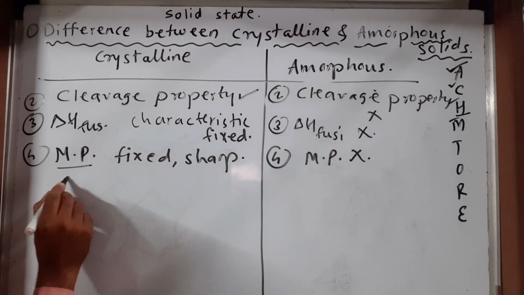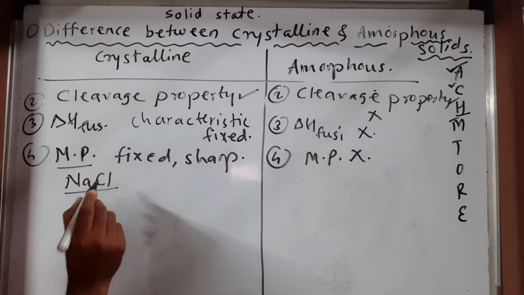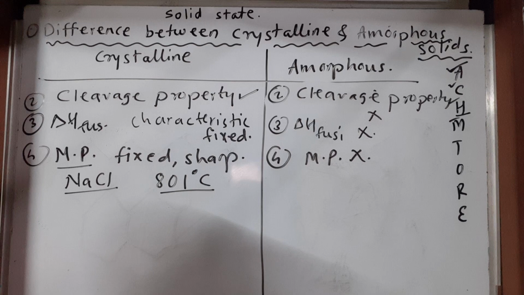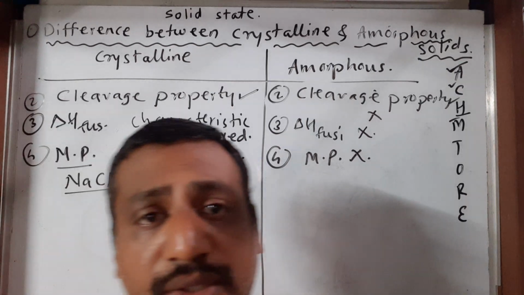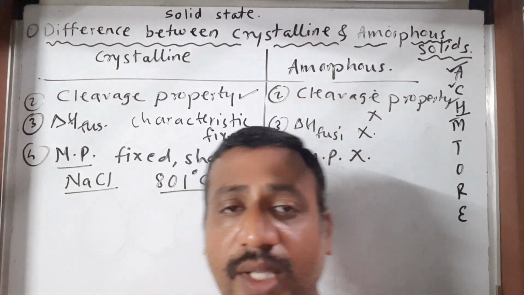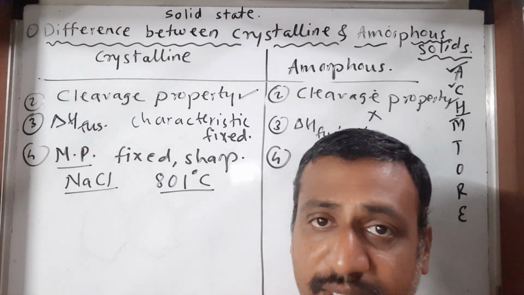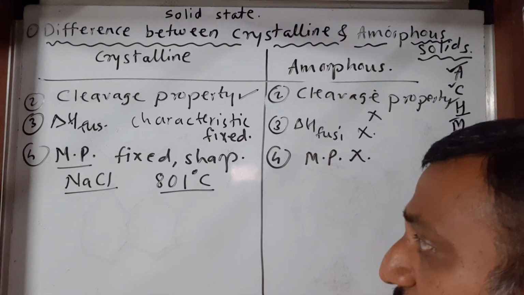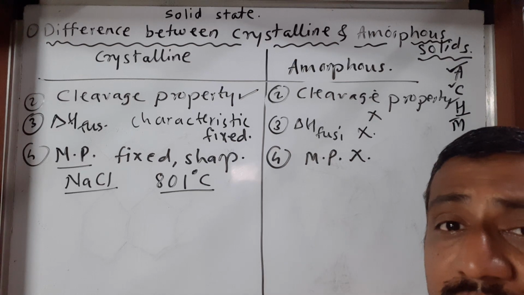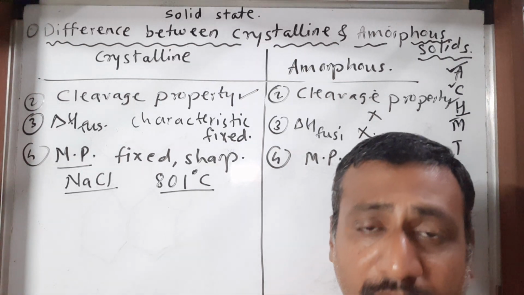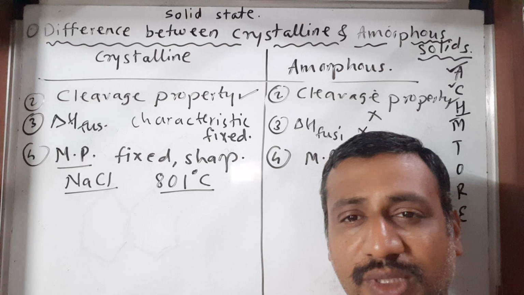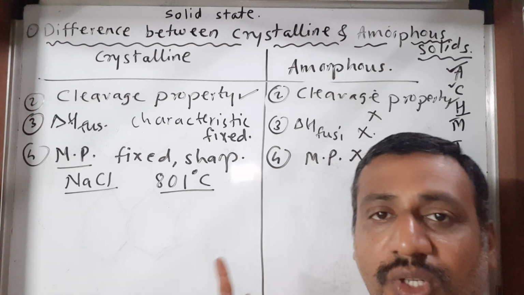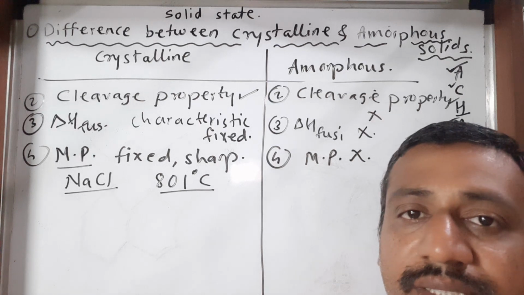For example, pure sodium chloride has a melting point of 801 degrees Celsius, a sharp characteristic melting point. Iron melts at 1535 degrees Celsius, so these solids have a sharp characteristic melting point. But glass, plastic, if it is homogeneous, that's a different matter, but these solids do not have a sharp characteristic melting point.